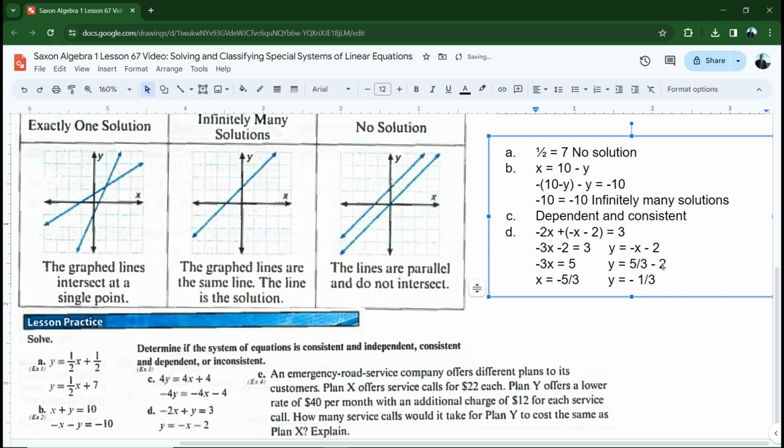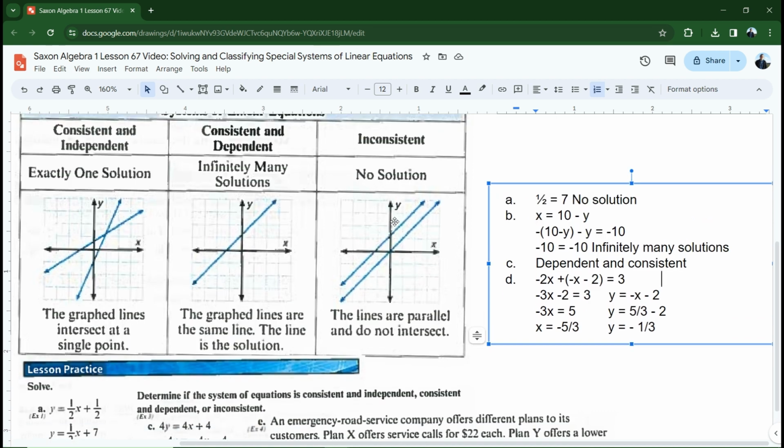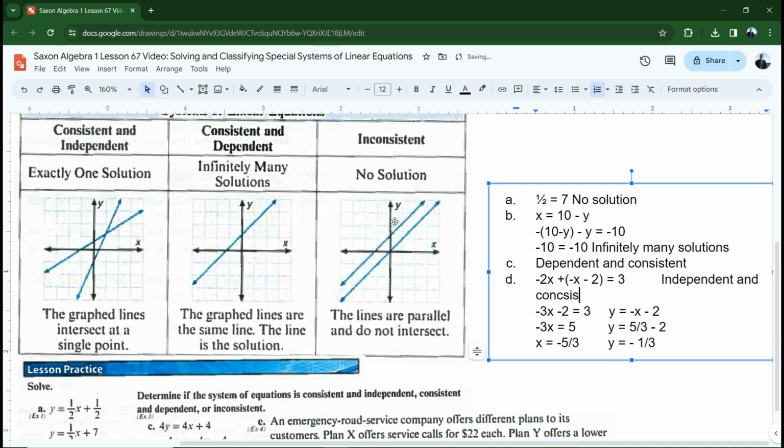Hey, there is one solution for x, y for this system of equations. So that means that this system of equations is with exactly one solution, independent and consistent. So I'm just going to write that down. Independent and consistent. All right, there we go.